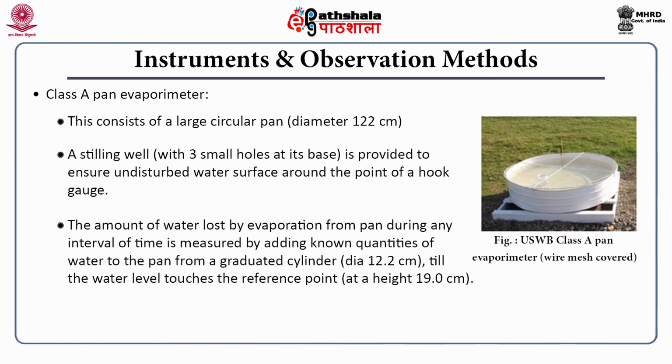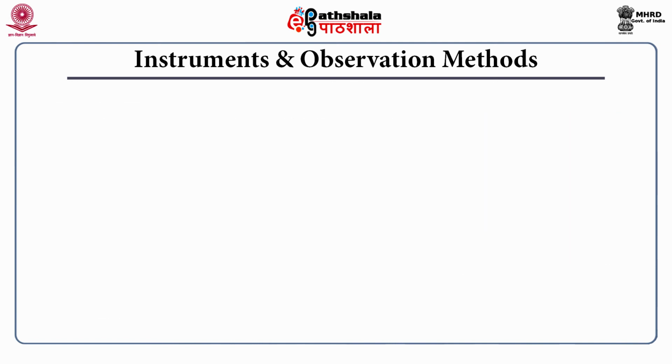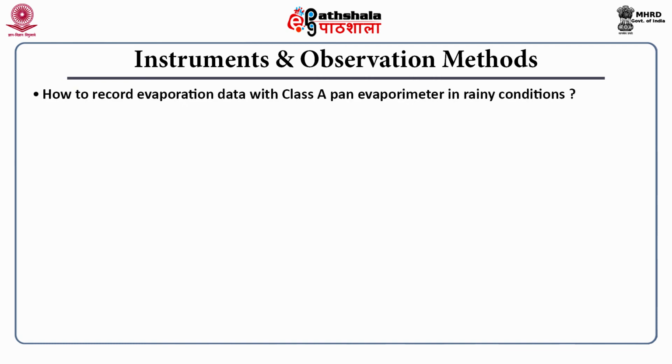The amount of water lost by evaporation from the pan during any interval of time is measured by adding known quantities of water to the pan from a graduated cylinder whose diameter is 1/10 that of the diameter of the open pan. The readings are taken generally at 8:30 hours IST, and in some observatories a second observation at 14:30 hours is also taken.